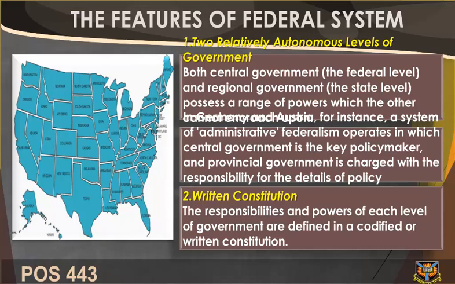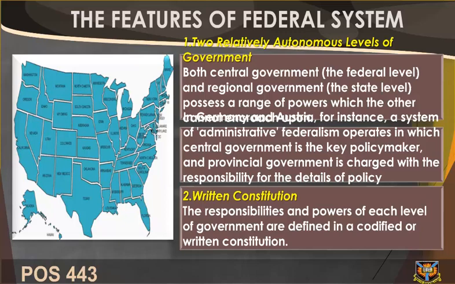1. Two relatively autonomous levels of government. Both central government, the federal level, and regional government, the state level, possess a range of powers which the other cannot encroach upon. In Germany and Austria, for instance, a system of administrative federalism operates in which central government is the key policy maker and provincial government is charged with the responsibility for the details of policy implementation.